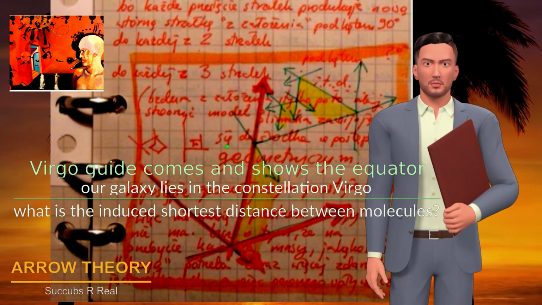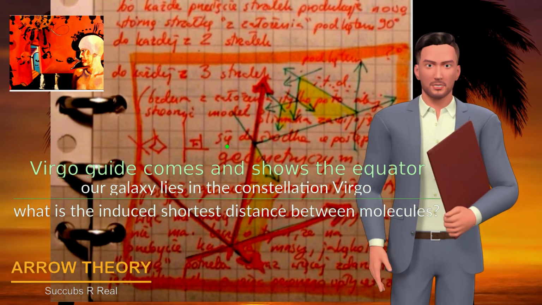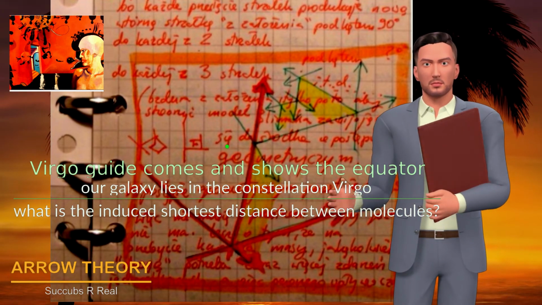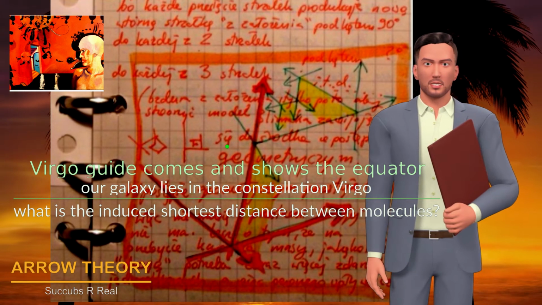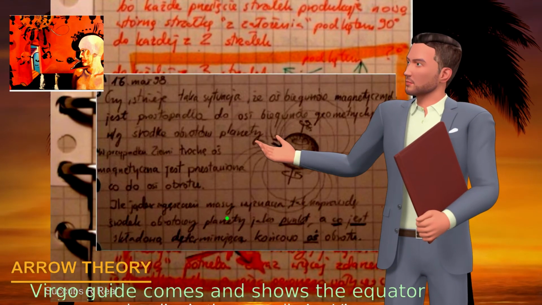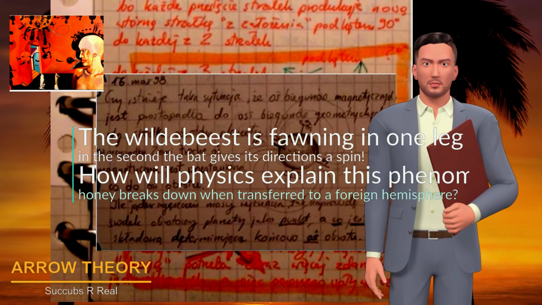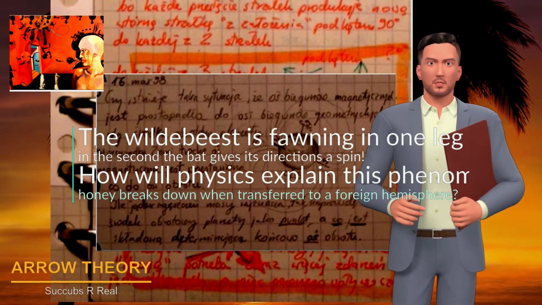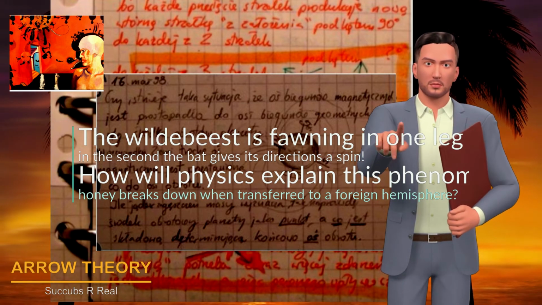And are the inhabitants of the Antipodes made of right-handed proteins? At this point, the Virgo gives everyone a certificate of crossing the equator. And he asks, will the blood stop circulating in us when we stand astride the equator? Let's think, one leg on the north and the other on the south canopy? What about our half-brains in the head? In one leg the wildebeest is fawning and in the other the bat makes its direction spin.